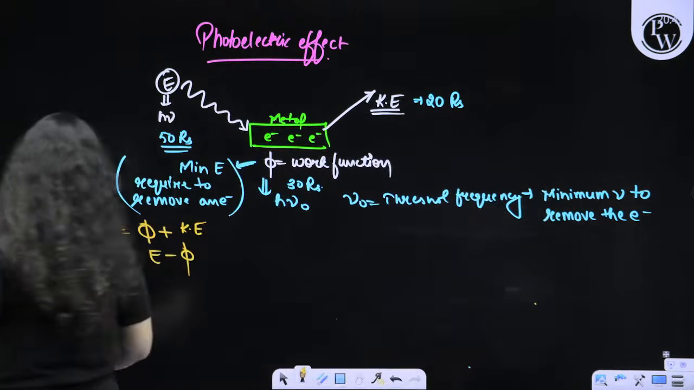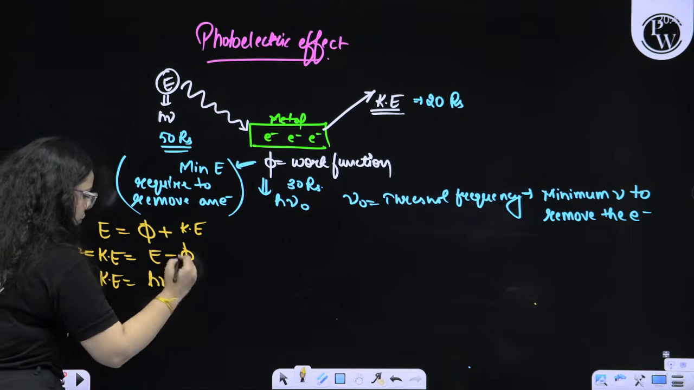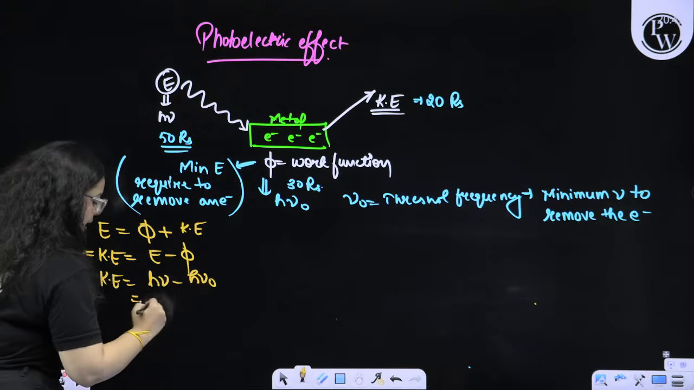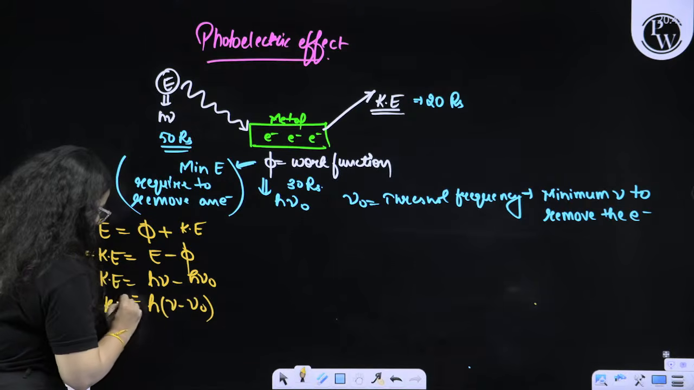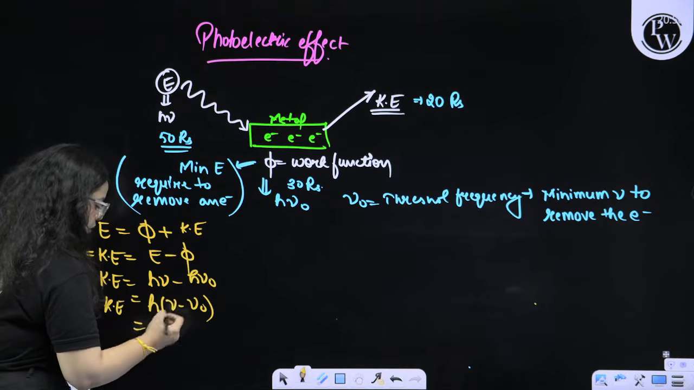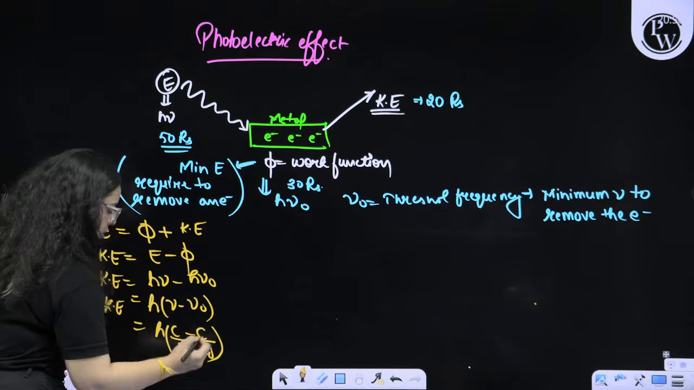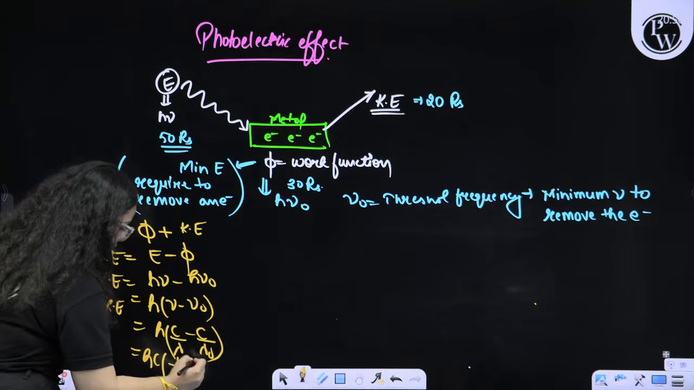Okay, then moving on to the kinetic energy formula only. E is h nu, and phi, the work function, is h nu naught. Taking h as the common factor, h times nu minus nu naught is the kinetic energy. In place of nu, I'm opening it up as c by lambda. Taking c as the common factor, hc times 1 upon lambda minus 1 upon lambda naught.